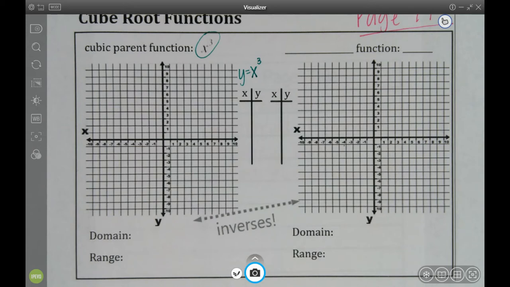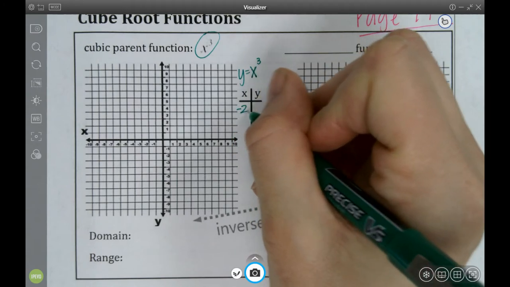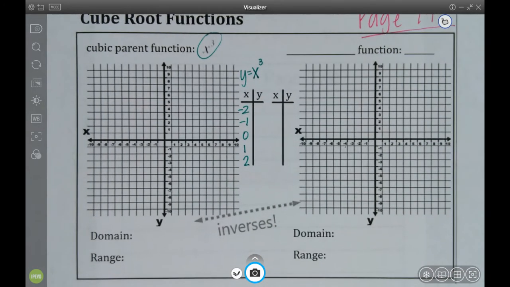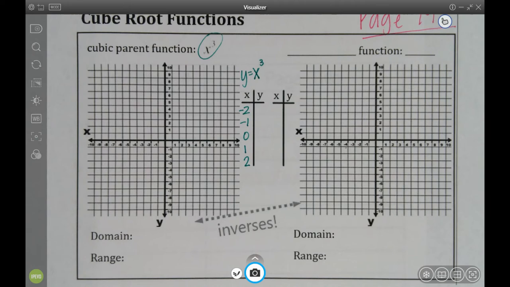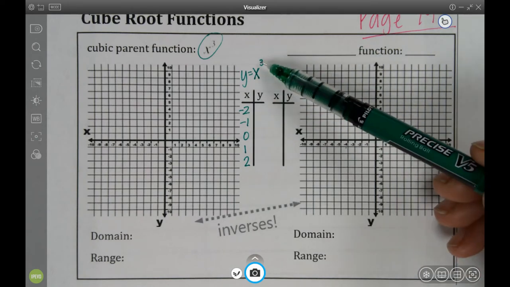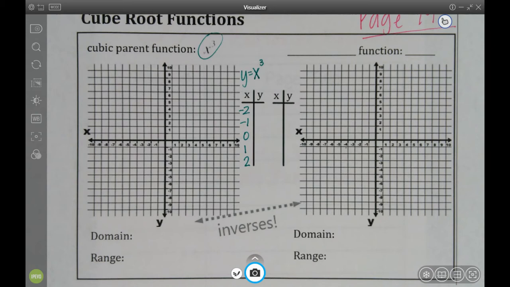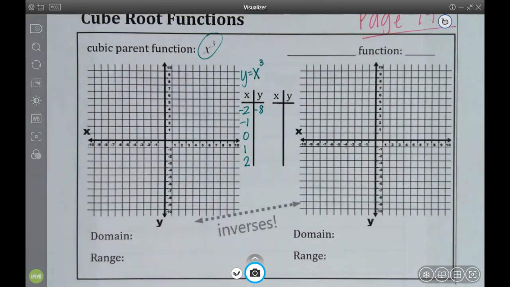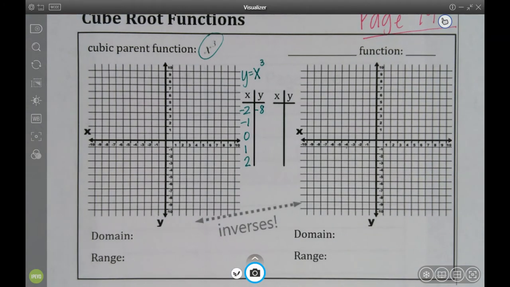Okay, so just like we did on the square root page, we're going to plug in some x values, -2, -1, 0, 1, and 2. What does it mean to raise something to the third power? Multiply it by itself 3 times. So what is -2 cubed? -8? Yes. Good job, Mary Kay.